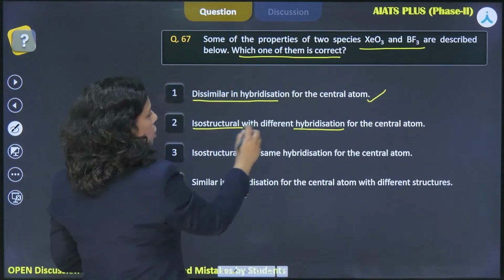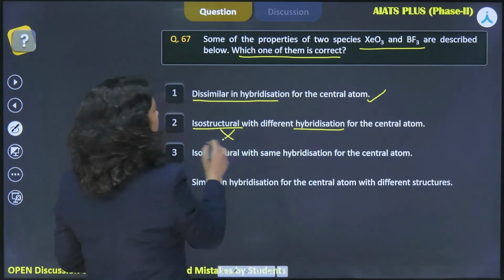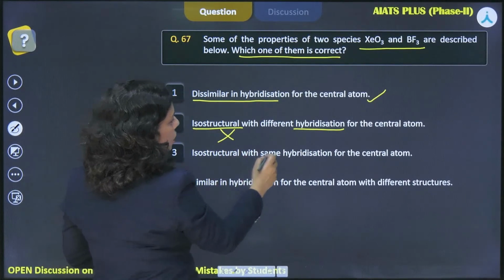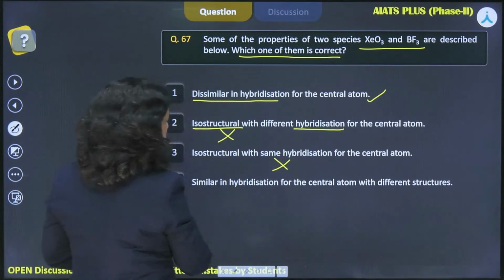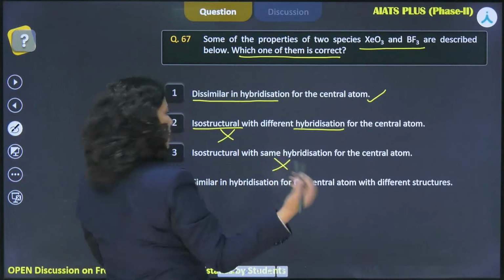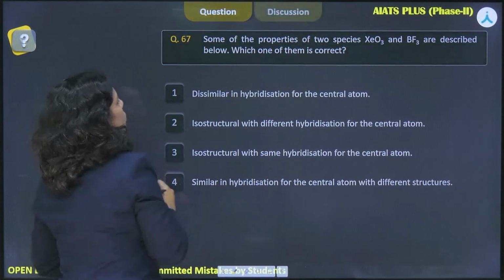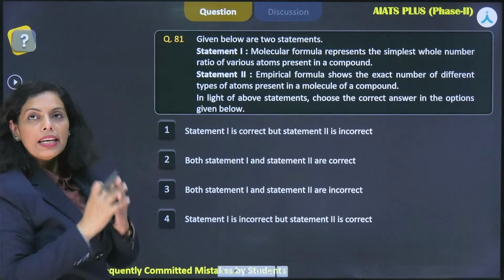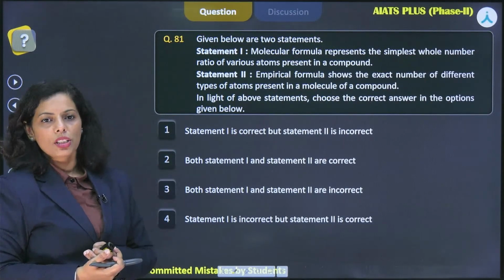Further, isostructural with different hybridization, no, these are not isostructural. Isostructural with same hybridization, no, absolutely no. Similar in hybridization, once again, no. So the right answer is option 1 for this question, right? Now I'll be taking the next question.